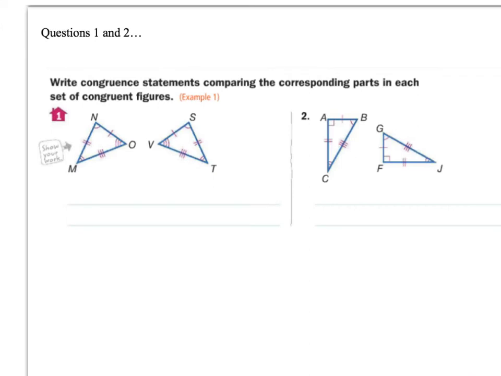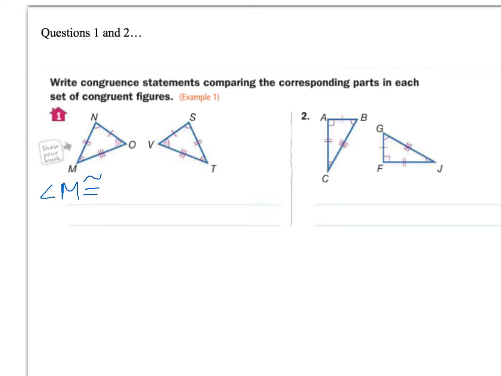Write number 1. You do not have to copy down the pictures, but it would be helpful if you did. We are going to write congruent statements comparing the corresponding parts in each set of congruent figures. So, let's start with angle M is congruent to which of the other angles?